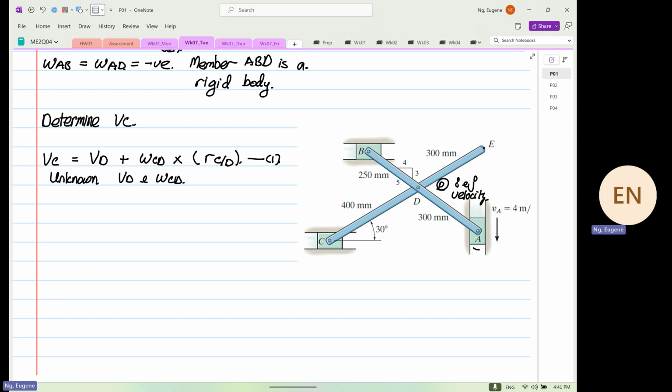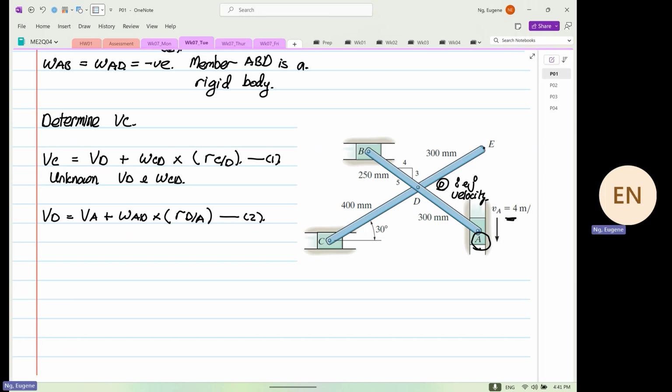So from here, we cannot do anything, but what do we have? We have something known as what? VA, yes or no? So we are now going to equate VD to VA. So I'm going to find VD is equal to VA plus omega AD cross R D from point A. Okay, so this is our equation number 2.